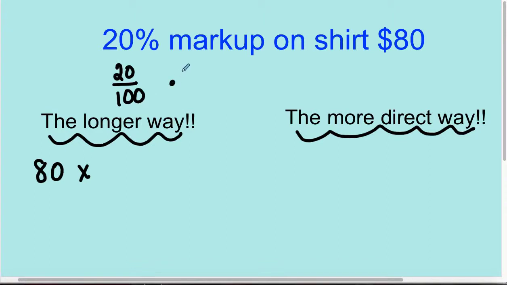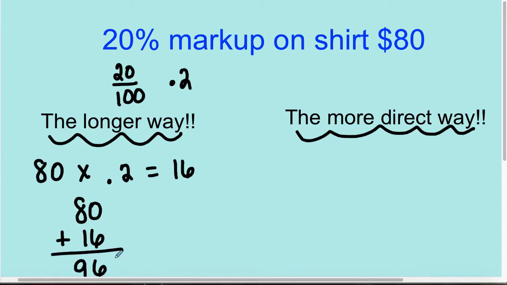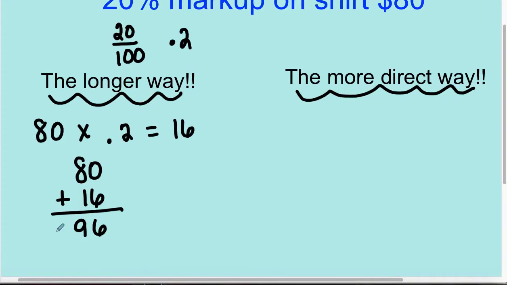You could write it as 0.2, okay? I'm going to do that way. So I'm going to use the decimal representations for this example. So I'm going to do 80 times 0.2, which is 16, okay? And then I would take 80 and I would add 16. And so 20% markup would be $96. Okay, so first I had to multiply it by 0.2, and then I had to add what I found to the original amount.